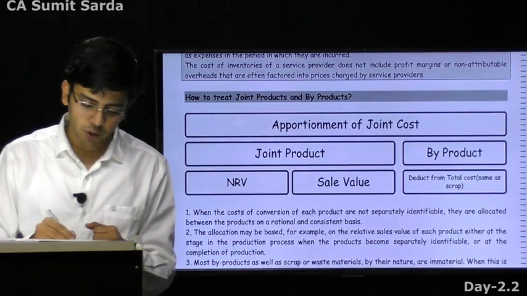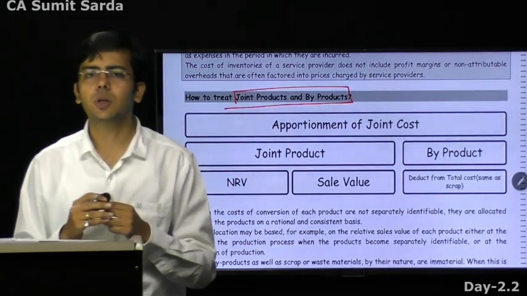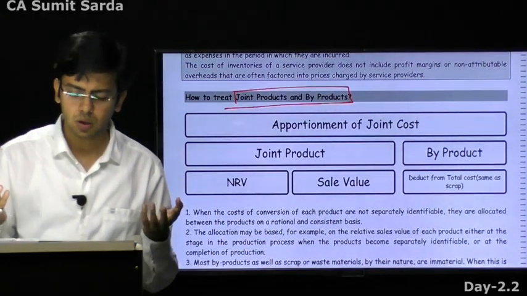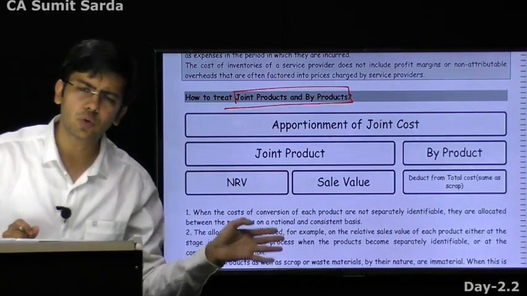Next concept is, my friend, joint product and byproducts. I will not go into much detail on it. Firstly, it being revision. Secondly, it not being important from exam point of view. No one is going to ask you to determine the cost of joint product over here. They have already tested you for this at CA Inter.